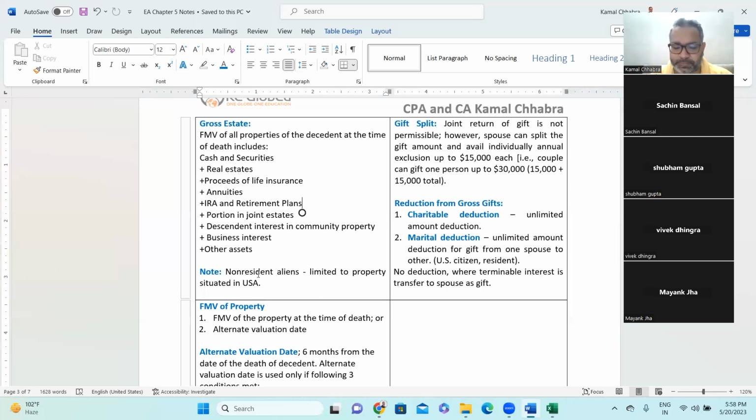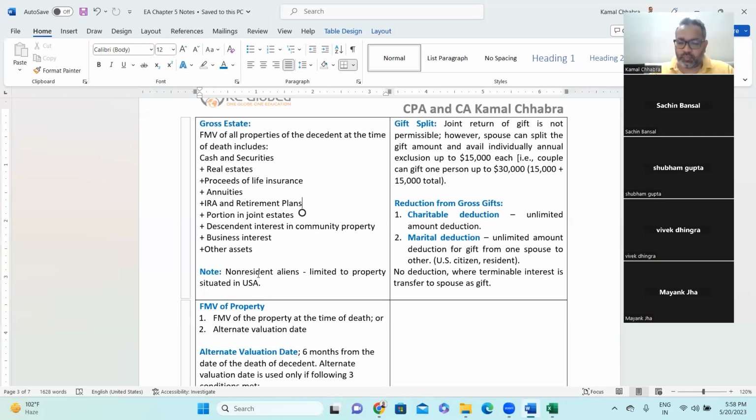Make sense? What is the due date for filing the individual income tax return? 15th April, right? And what is the due date of filing the estate tax return? 9 months from the date of death. So because it's a different tax law. Make sense?